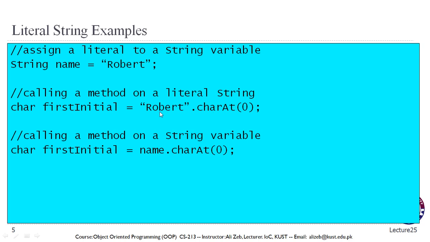For example, if you want to store the first character of this string in a variable of the char type, what you can do is call "Robert".charAt(0), the character at position 0, and it will be stored in this variable. So we can directly call the methods on these literal strings, and we can do the same with the variable as well. These two will return the same result.